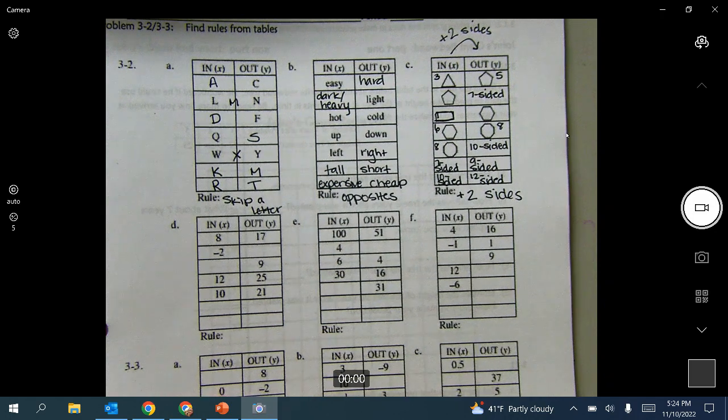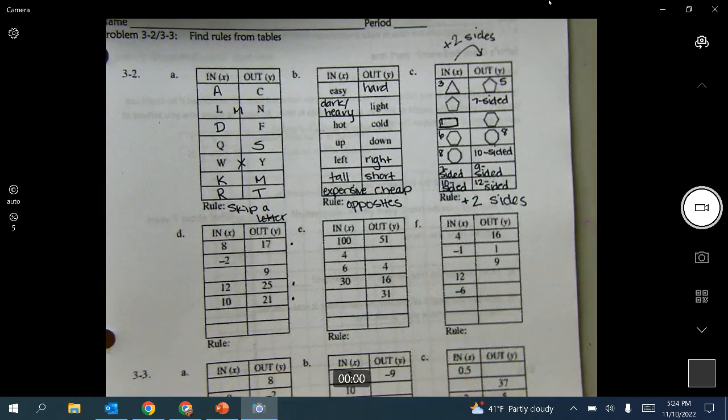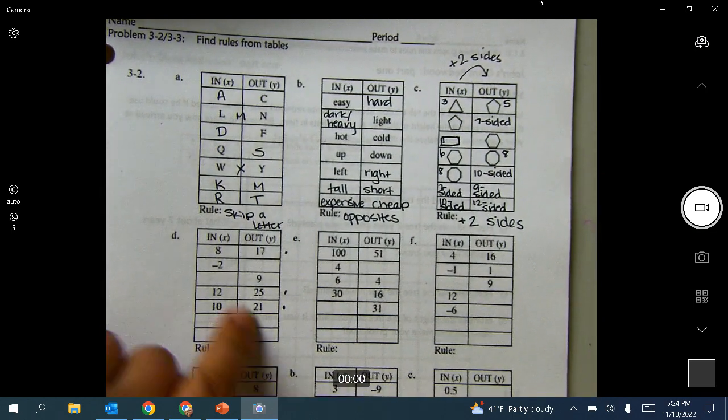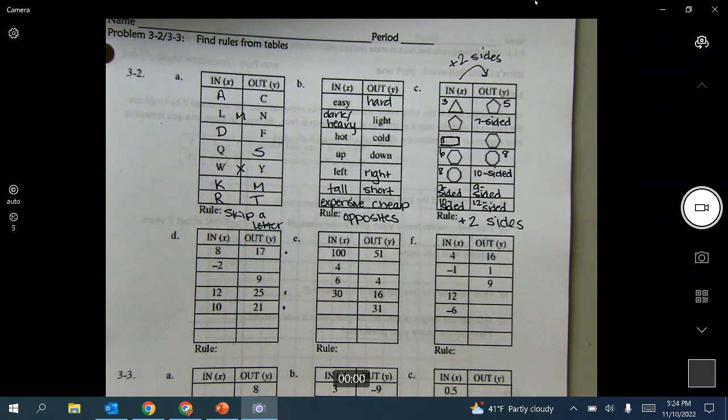Okay, so now we're going to start getting into, I apologize if you guys can hear the vacuum. The custodian is vacuuming right now, but now we're going to start getting into rules that are math, right? That are about numbers. So here I have 3 different lines or rows that I can use as a clue. So I'm going to look at my 8 first to 17. So there's a couple different ways that I can get to 17.